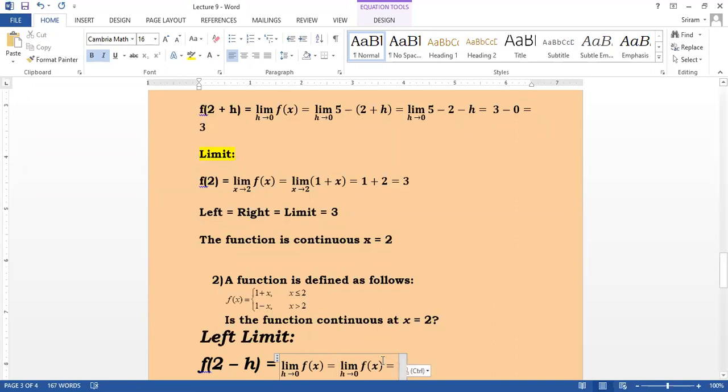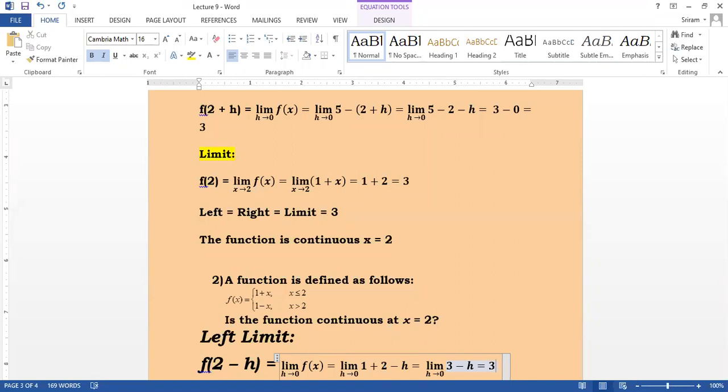I am going to check which function is for smaller values, smaller than 2. The first function is smaller than 2, so I am going to take the first function, 1 plus x, but in place of x, we are going to take 2 minus h. So what will be the limit now? Limit h tends to 0, my function will be 3 minus h. So the value is 3.